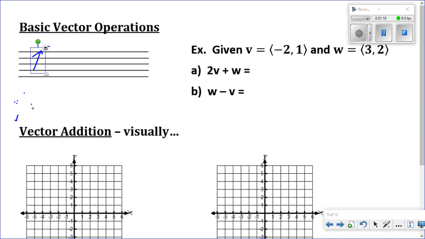Hang on, I'm trying to get this off of here. Oh my God. Oh. Okay.